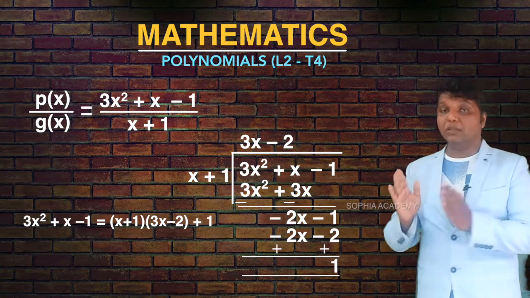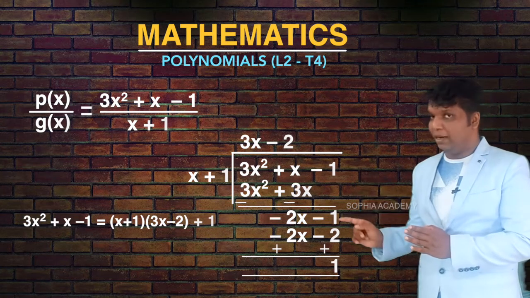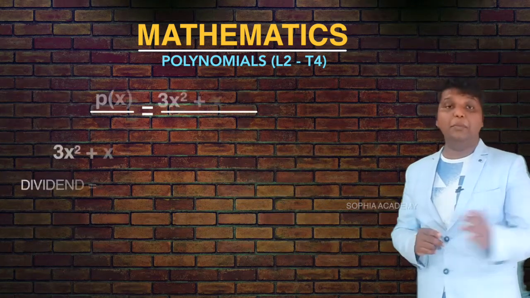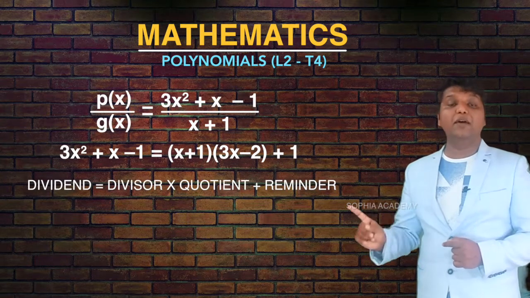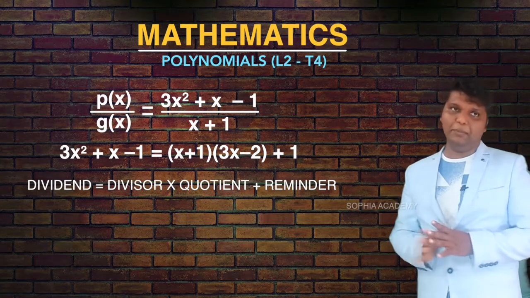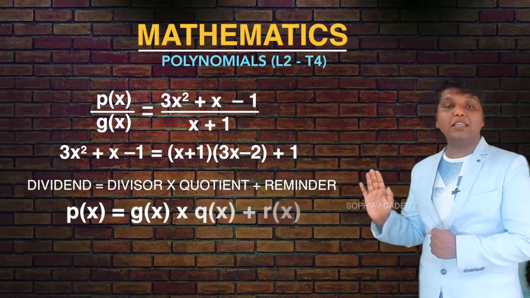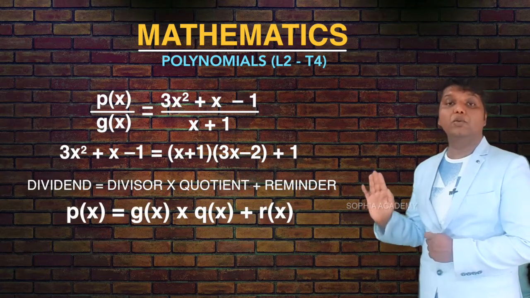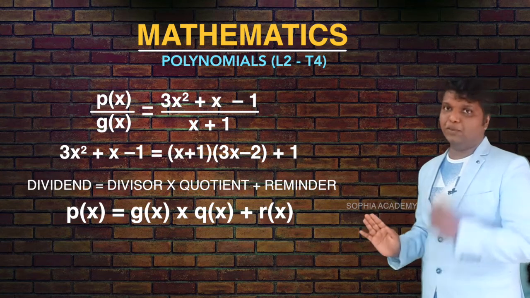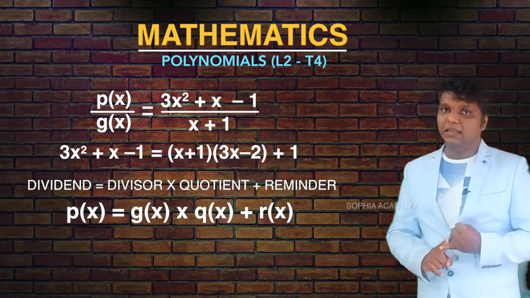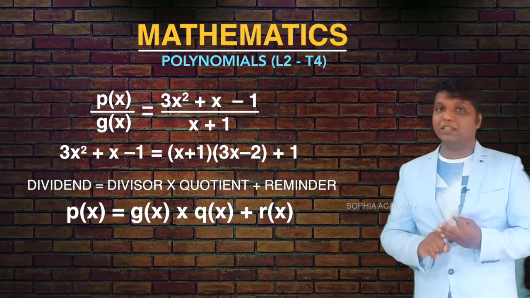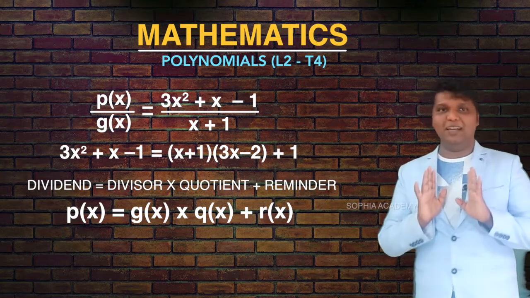X plus 1 into 3x minus 2 plus remainder 1, right? Plus 1. That means dividend is equal to divisor into quotient plus remainder. That is the way. So we can represent this as p of x is equal to g of x into q of x plus r of x, where p of x is the dividend, g of x is the divisor, q of x is the quotient, r of x is the remainder.